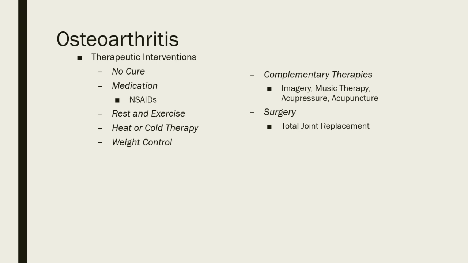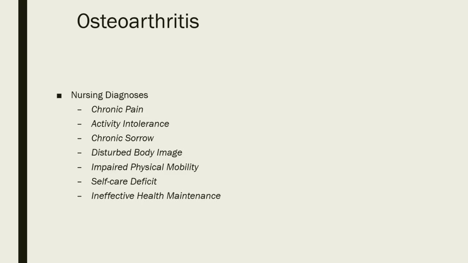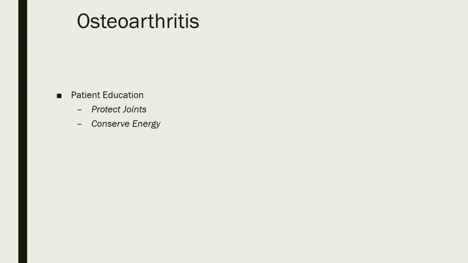This can be done through medications like NSAIDs to help with inflammation, rest and exercise, heat or cold therapy, weight control. You could also do complementary therapies to help with pain management, as well as surgeries like a total joint replacement. These are some common nursing diagnoses that may be used for a patient who has osteoarthritis. Patient education would include how to protect the joints from further damage, as well as how to conserve your energy so they don't become worn out.